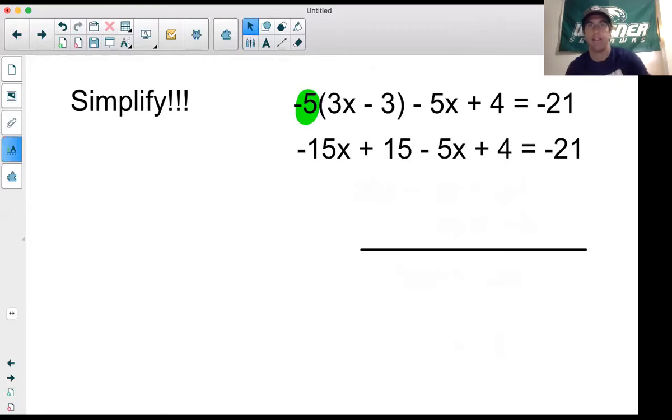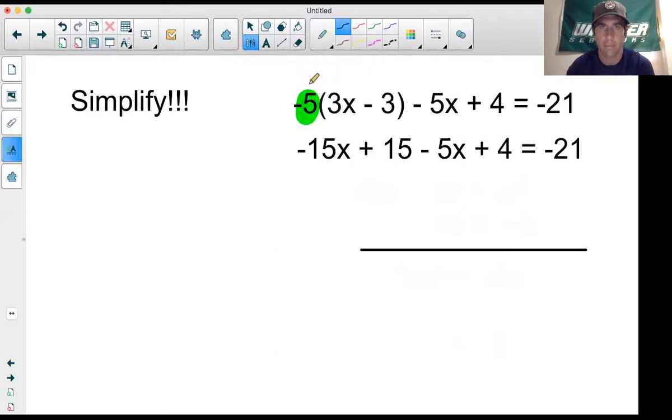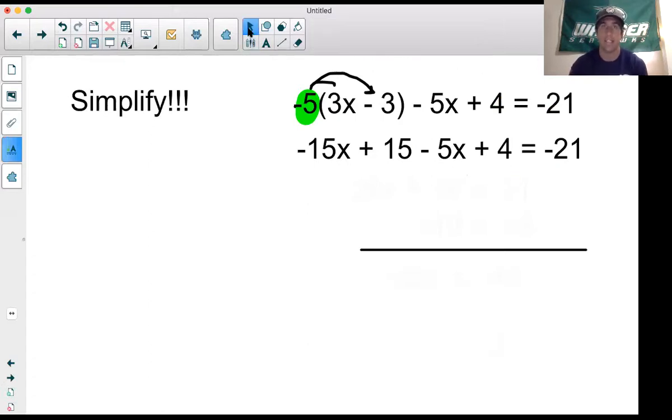When I do that, it's -5x times 3x, which is -15x, and -5 times, it's not a +3, guys, it's a -3. So a negative times a negative is always a positive. So 15, I bring down, look, I bring everything straight down. I like to do it nice and neat every single time, so I don't get mixed up.